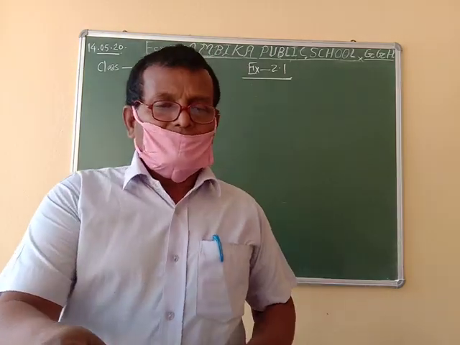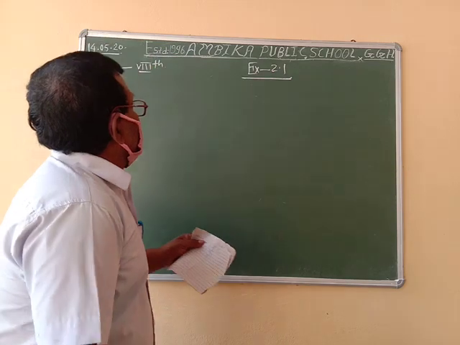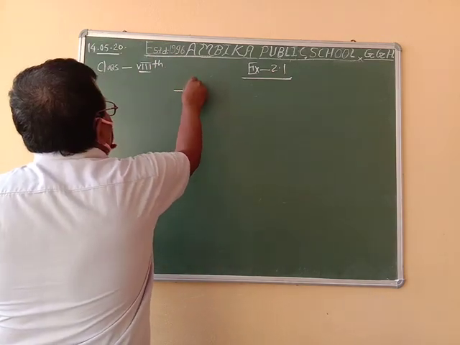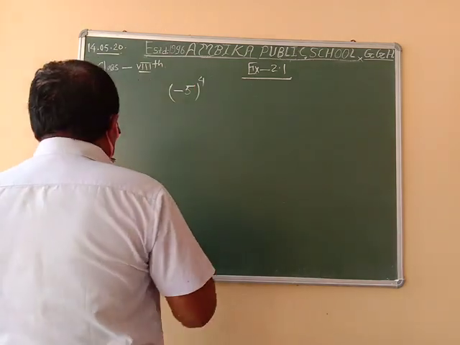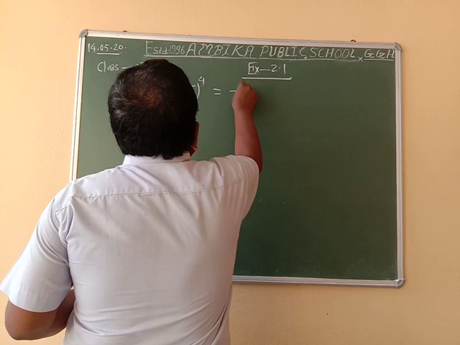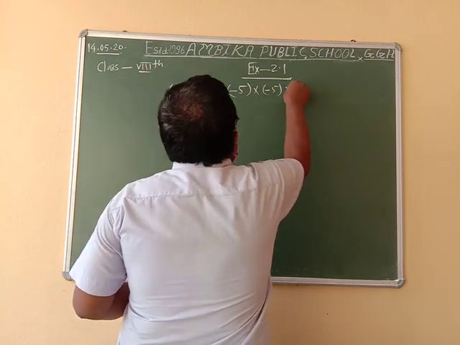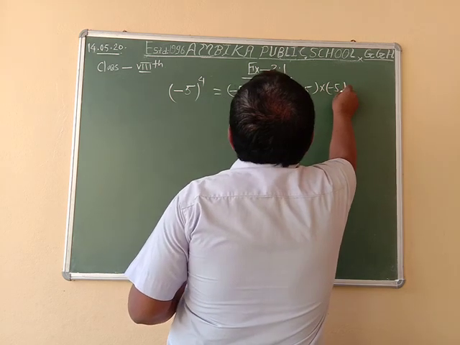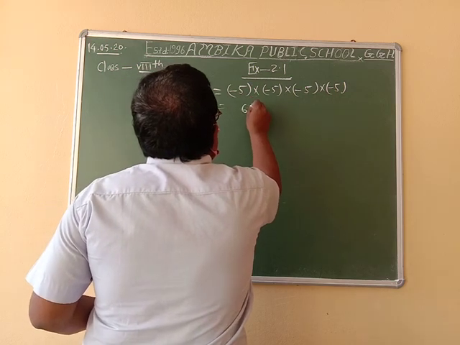Friends, in this period I am going to clear your problem. Your problem is 5 minus 5 to the power 4. Minus 5 to the power 4 is equal to minus 5 into minus 5 into minus 5 into minus 5, which is equal to 625.